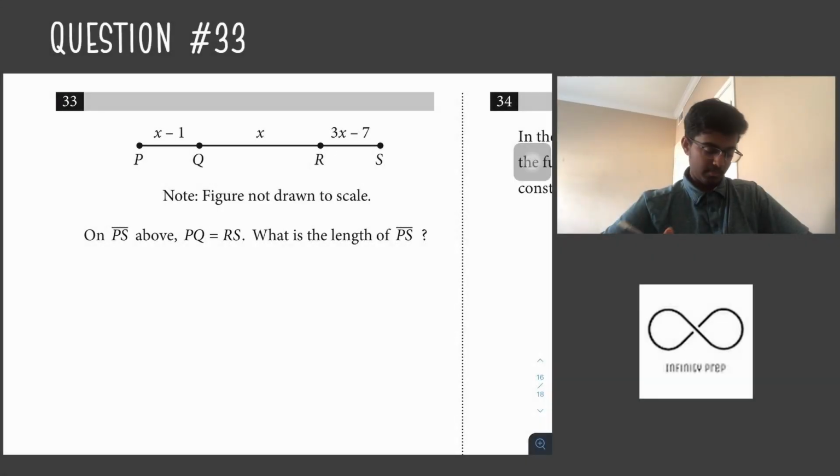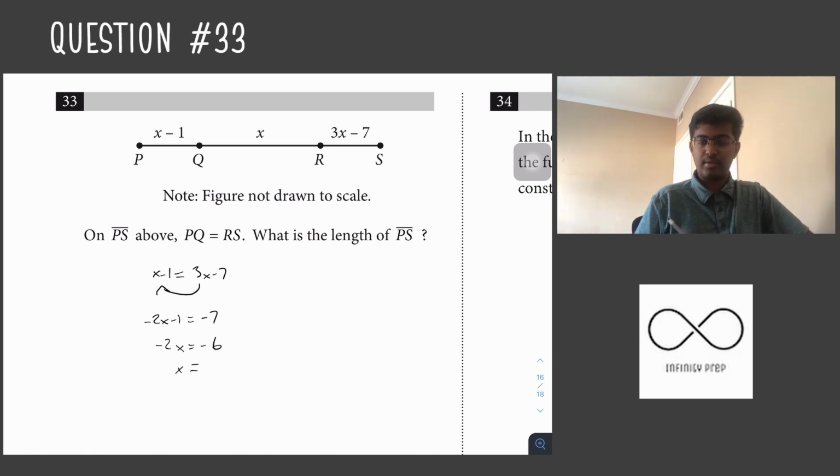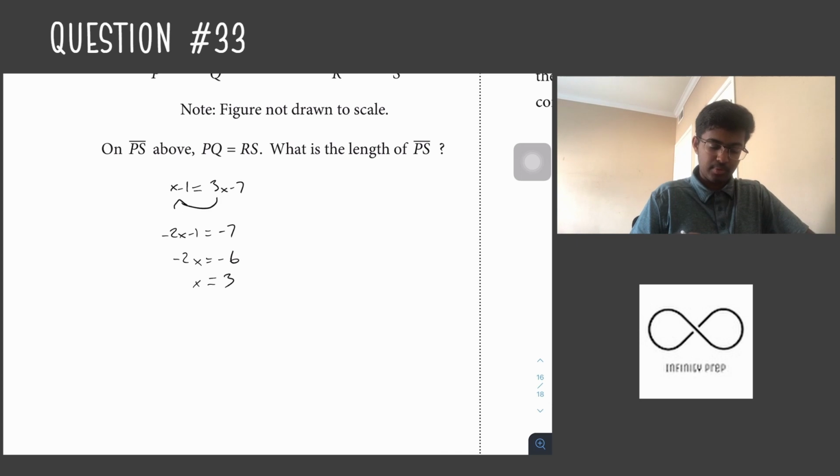Question number 33. On PS above, PQ equals RS. What is the length of PS? It says that PQ equals RS. PQ is x minus 1. This equals RS, which is 3x minus 7. All we need to do is solve for x in this equation. So let's move the 3x to the left side to get negative 2x minus 1 equals negative 7. Add 1 to both sides. Negative 2x equals negative 6. And then we divide by negative 2 on both sides to get x equals 3.